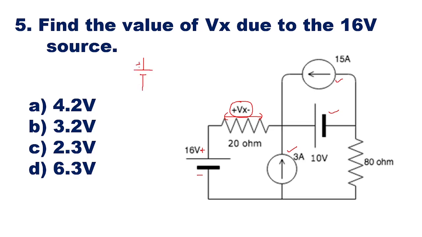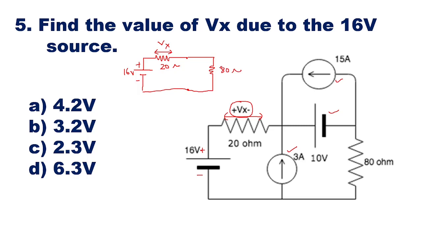So here you can have plus minus 16 volt, and then we'll have this resistance which is 20 ohms. Across this we have to find out how much is the voltage Vx. Okay, and then this current source will be opened here, and the above current source also is opened. So both the current sources are open. Then this voltage source will have a short here, and here we'll have a resistance of 80 ohms.